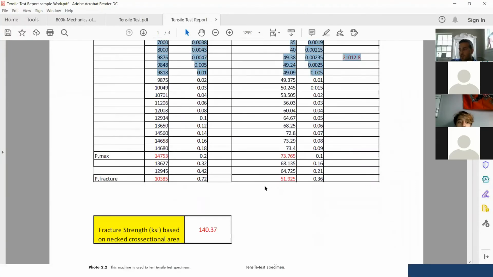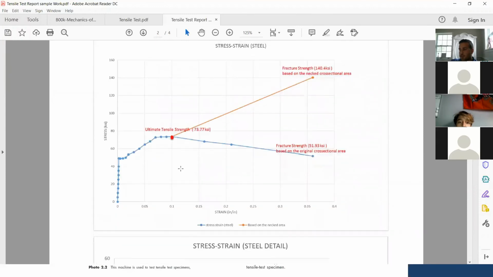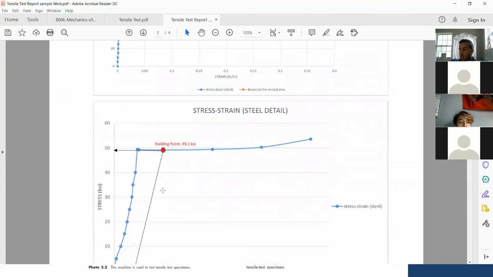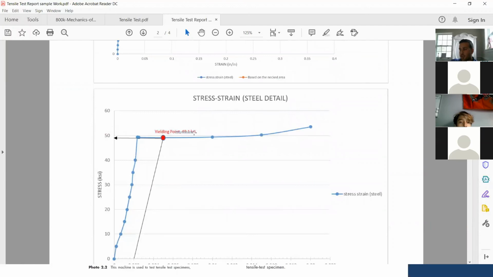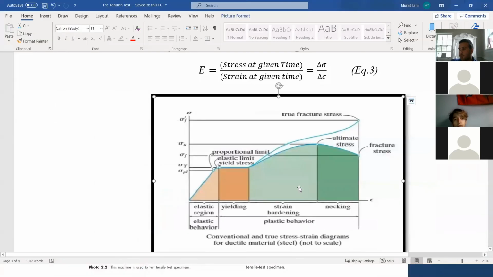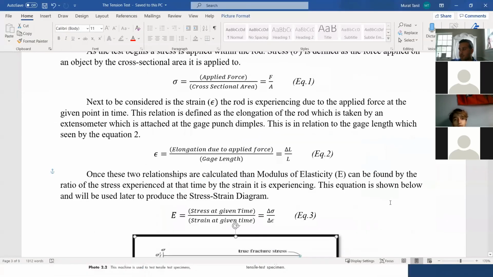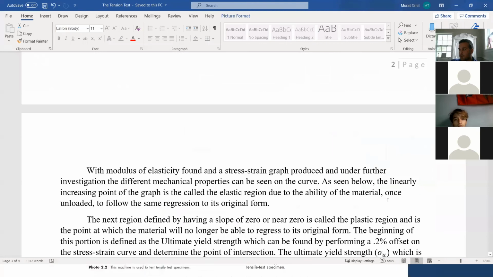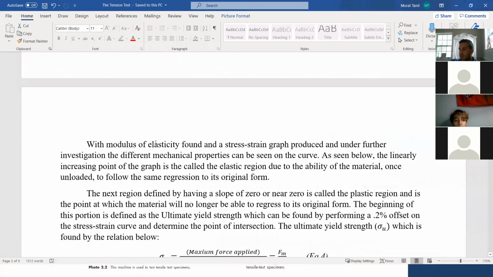How do I know it? I go back down, and I see the yielding point right here. And this is the region that I can calculate the modulus of elasticity. So I need to look at the strain, I need to look at the stress, and look at the ratio between stress and strain. And it's going to give me the modulus of elasticity.